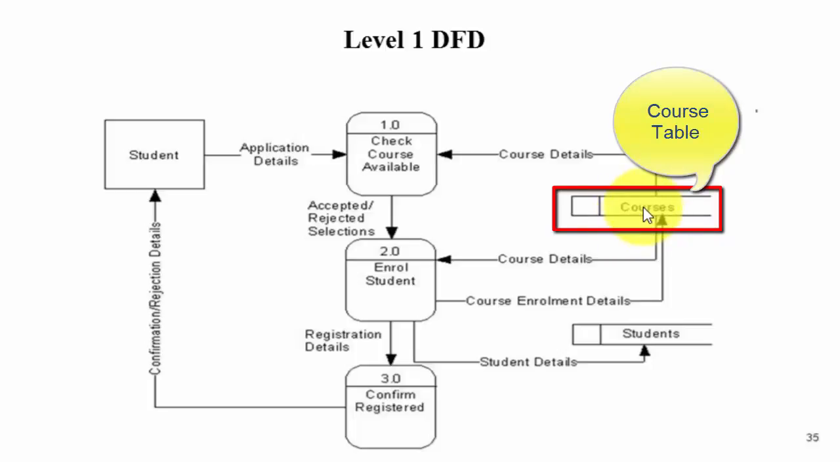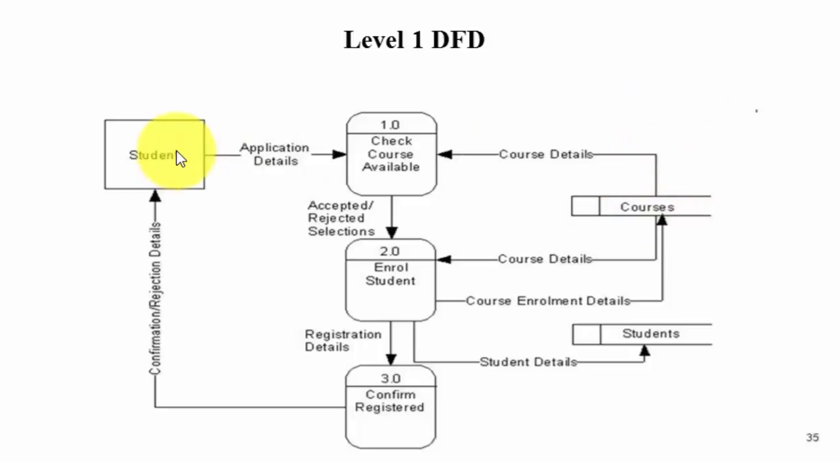So there is a table here called courses, and that course table will contain the list of courses available in the college. Now a student would want to seek admission for a particular course. So this process will check whether that course is available or not. For example, a student here would want to take up a course called BCA. This process will check whether that BCA course is available here or not. If the BCA course is available, then this process will call another process called enroll student.